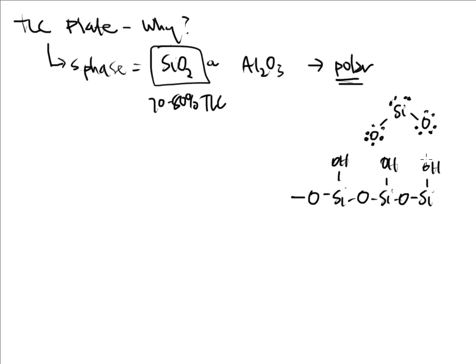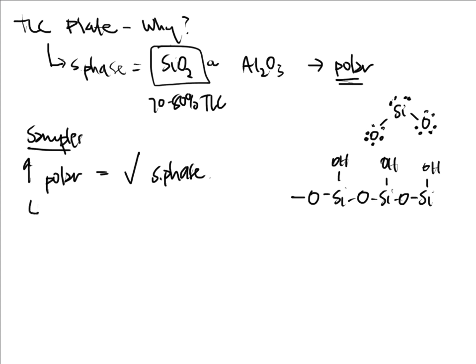So therefore, when we inject samples on a TLC plate, the more polar the samples are, the more they're going to hang out with the stationary phase. So they're going to love the stationary phase if they are polar compounds. If they love the stationary phase, that means that these things will be held back. And that's the whole issue with chromatography anyway. We're talking about holding things back.